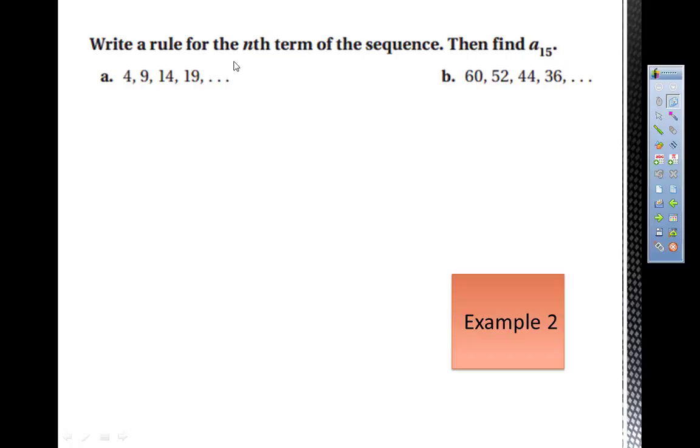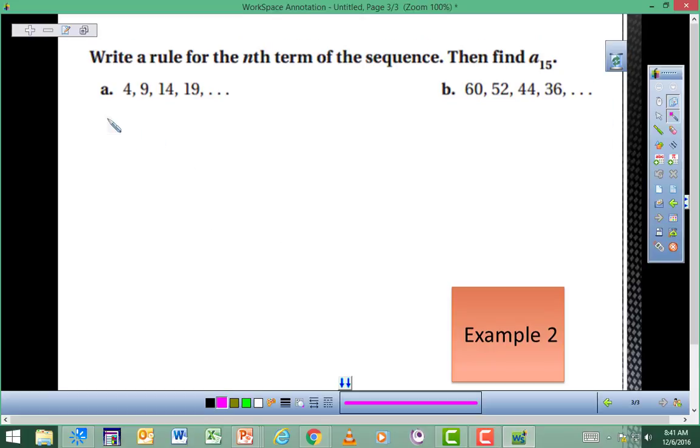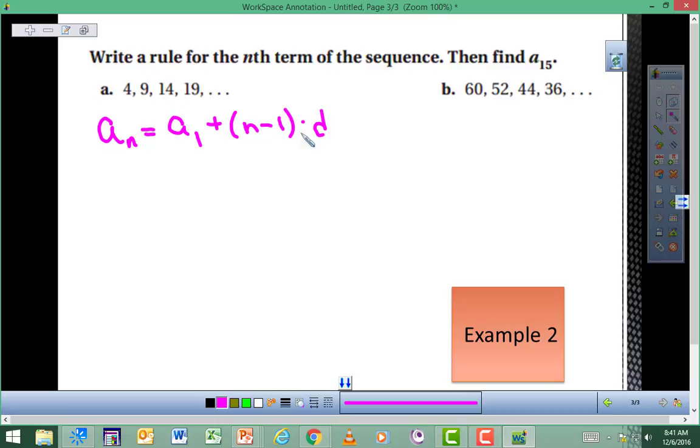So write a rule for the nth term of the sequence. And then they say once you get the nth rule, find the 15th term. Alright, so here's how this works. I think we said that a sub n is equal to the first term. I'm going from memory here. See how good my memory is? Let's see if I get it. I think it's n minus 1 times d. Is that right? Yeah. Pretty good for an old fogey.